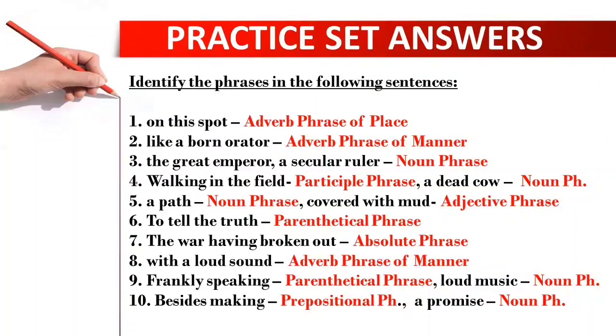Now, let us look at the answers. Number 1. On this spot is adverb phrase of place. Number 2. Like a born orator is adverb phrase of manner. Number 3. The great emperor and a secular ruler are noun phrases. Number 4. Walking in the field is a participle phrase and a dead cow is a noun phrase. Number 5. A path is a noun phrase and covered with mud is an adjective phrase.